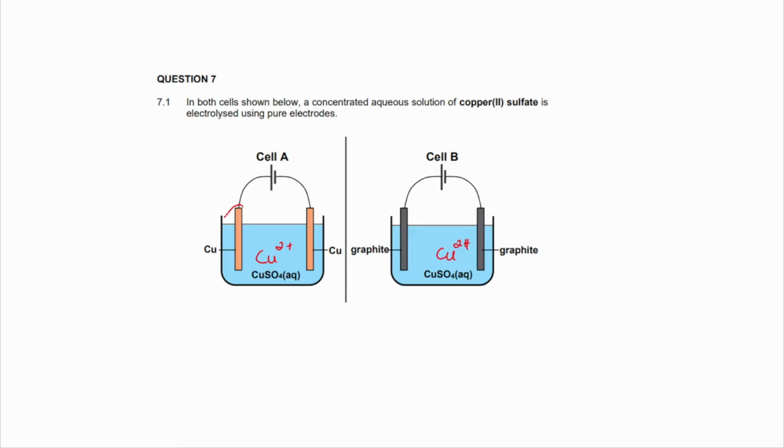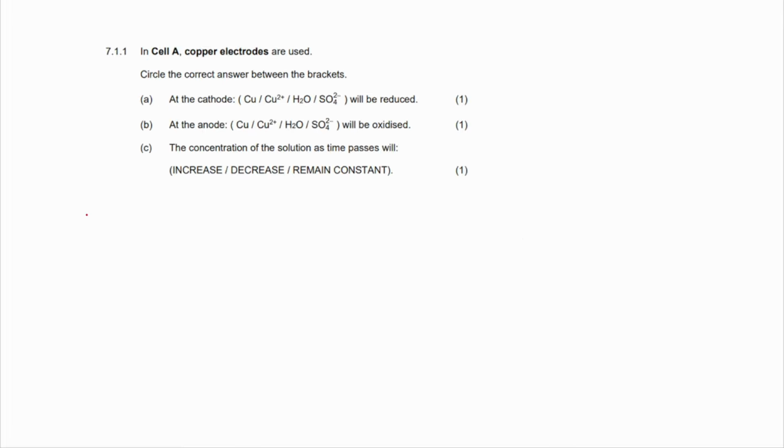But what is different is that here we have solid copper as an electrode, and here we have graphite. Remember, graphite is just carbon, and it's an inert electrode, so it's not going to be oxidized and it's not going to be reduced. So that's what's going on over there. On the left we have solid copper; let's just keep that in mind.